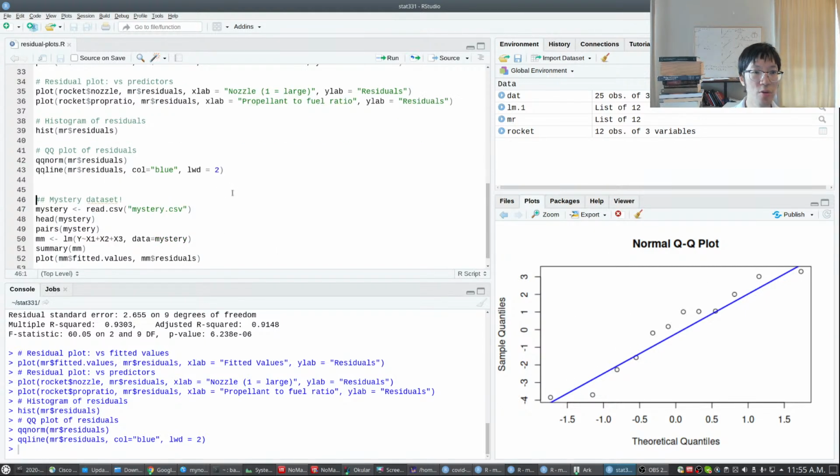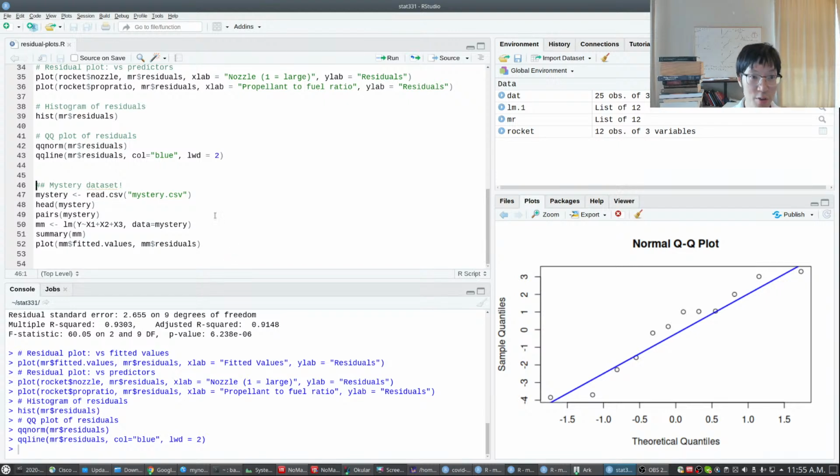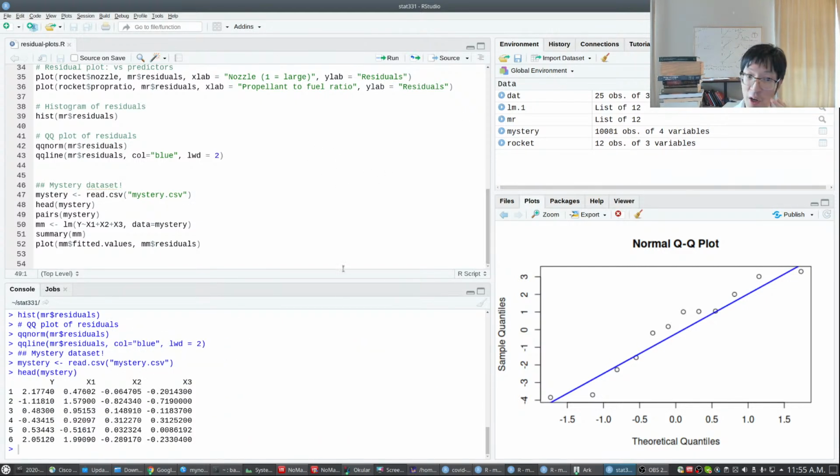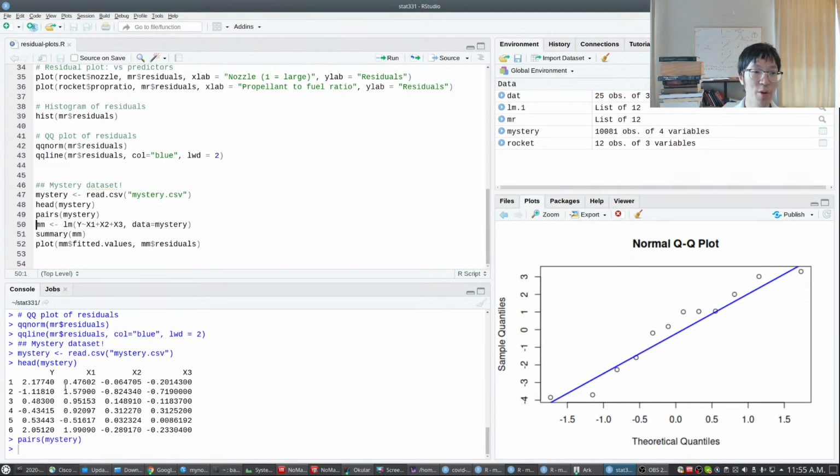All right, and just to conclude, I posted one additional data set on the website and on Learn. So it's called Mystery because we have to figure out what is actually represented in this data set. So let me load it. Okay, so there are a few unlabeled variables here. So you have the response, which I labeled y, and then we have 3 predictors. Okay, and so if we don't know what this stands for, we can always look at the pairs plot. So let's plot all the possible pairs.